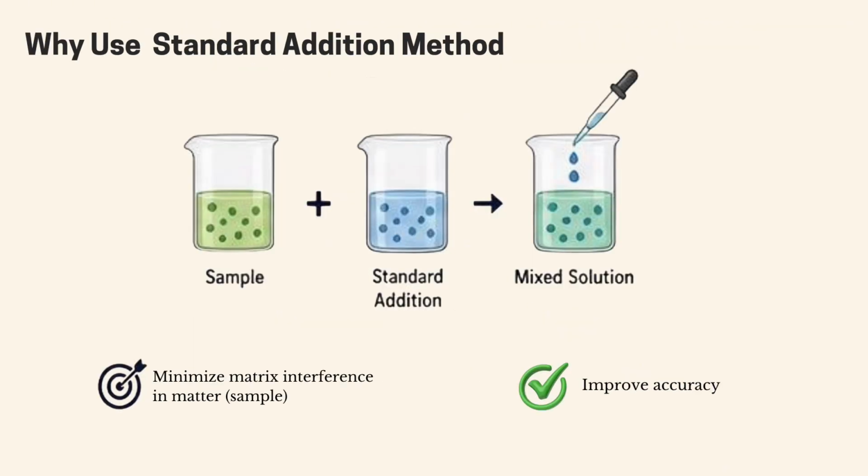For your information, calibration curve can be conducted in various ways. For this experiment, standard addition method was selected because it can minimize matrix interference from the sample. It can also help to improve accuracy of the analysis.